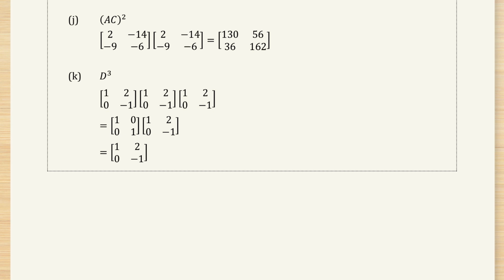A faster way of thinking about this is realizing that, hey, that 1, 0, 0, 1, that's the identity. If we multiply a matrix by the identity, we get the matrix back. D squared being the identity, we multiply another D, we just get D back.